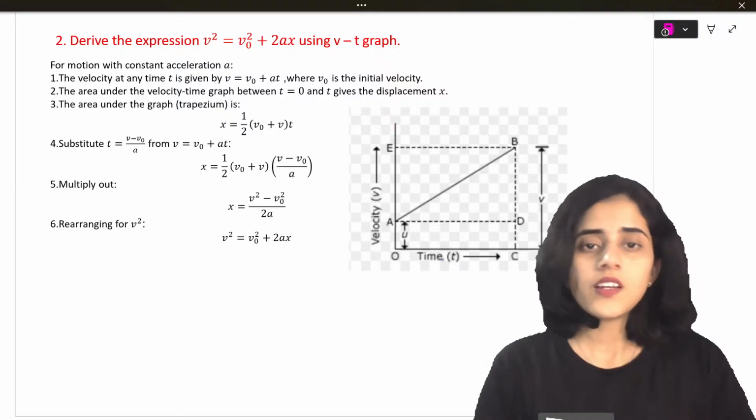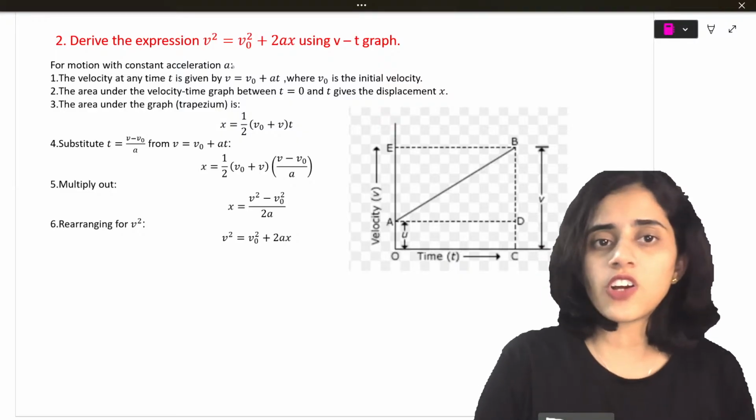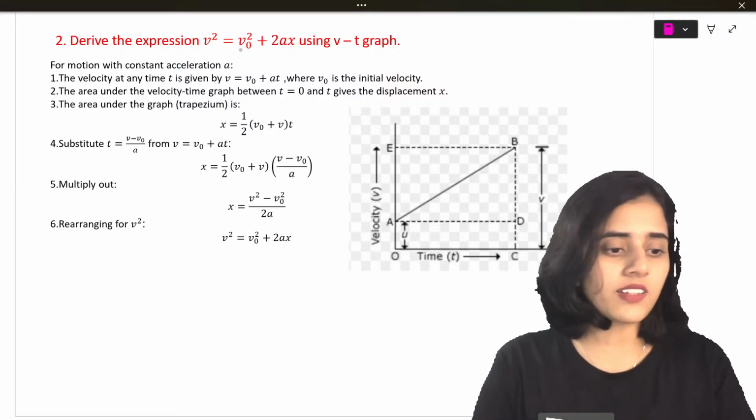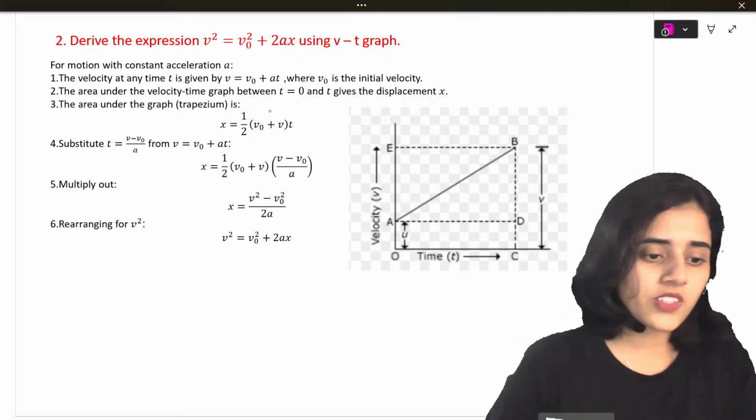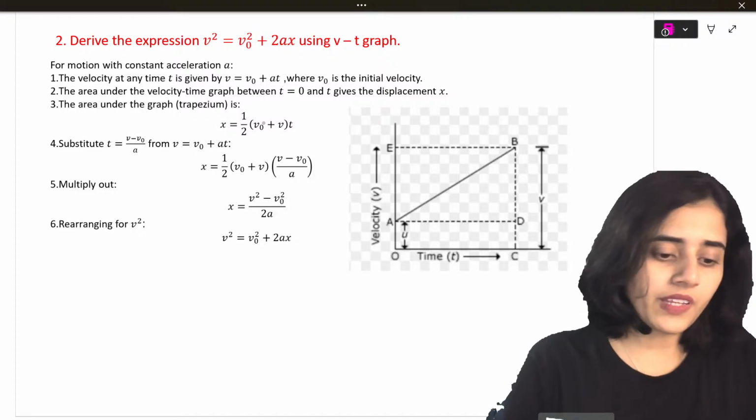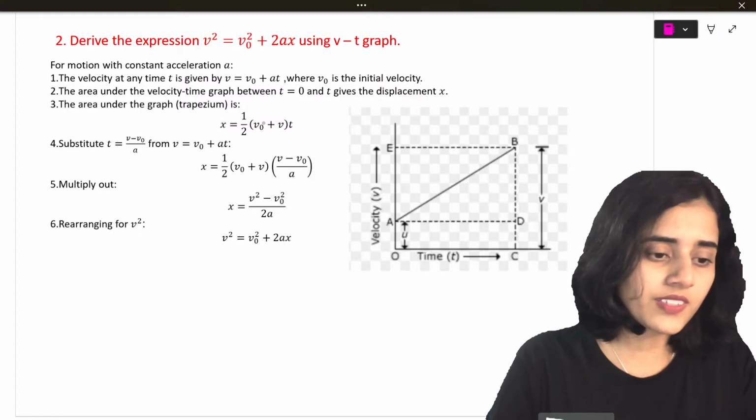Okay. So here it's V naught square. It could be V square as well. It really does not matter. Alright. Okay, let's do it. Are you all ready to do it? Yes, yes, no.